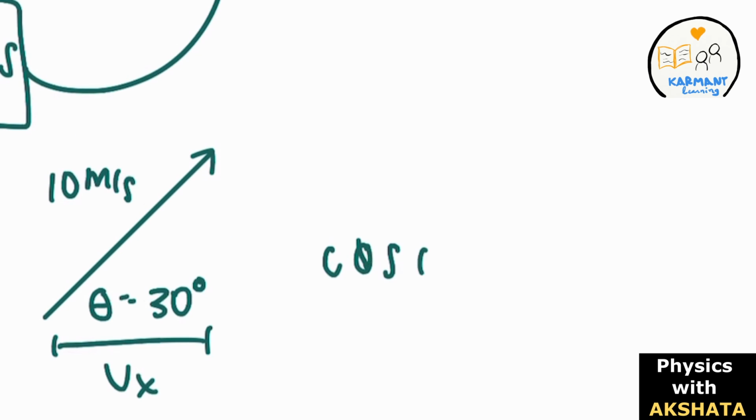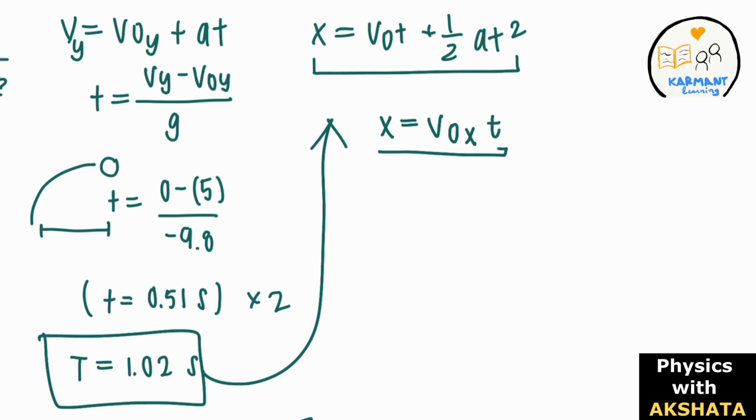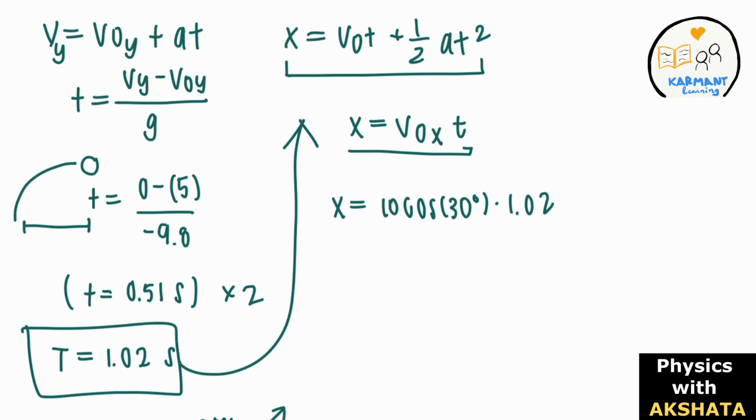Just like we did for the y direction, we need to find it in the x. Cosine theta is equal to Vx over 10 meters per second. So Vx is equal to 10 times cosine 30 degrees. And then we can just substitute this value along with our time variable into our equation to get the x displacement. We end up with x being 8.83 meters.